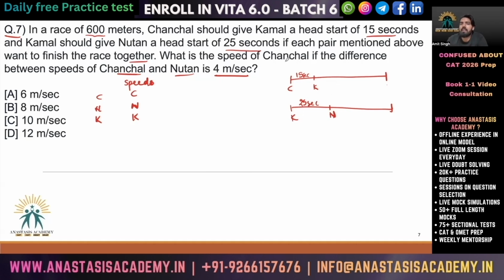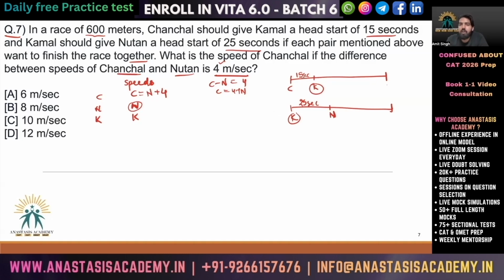Now, we have to find the speed of Chanchal if the difference between the speeds of Chanchal and Nutan is 4 meters per second. So C minus N is given as 4, or you can say that C is equal to 4 plus N. So if the speed of Nutan is N, Chanchal's speed would be N plus 4. Kamal's speed is K. Now we need to find the speed of Chanchal. The common thing is Kamal, so we need to replace some values related to Kamal in these two situations.